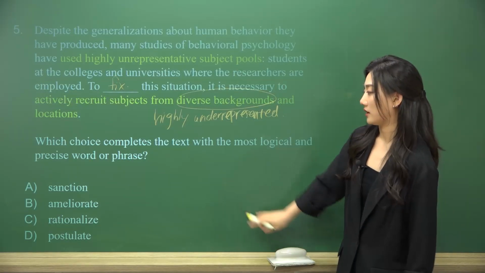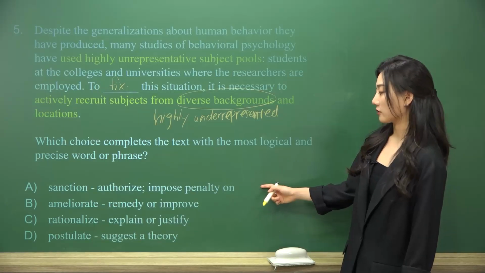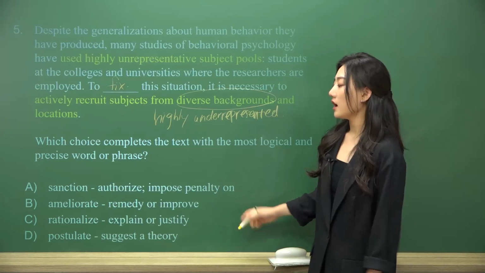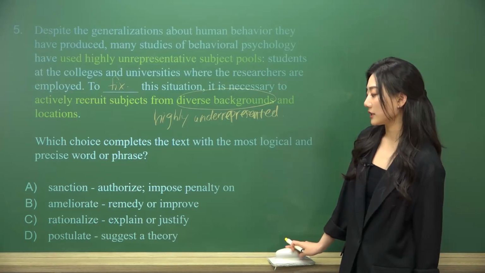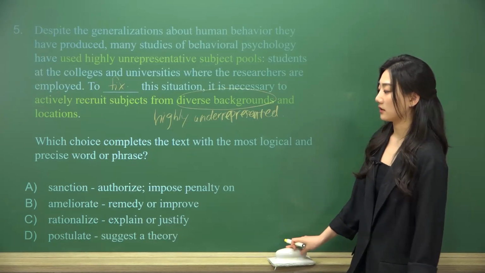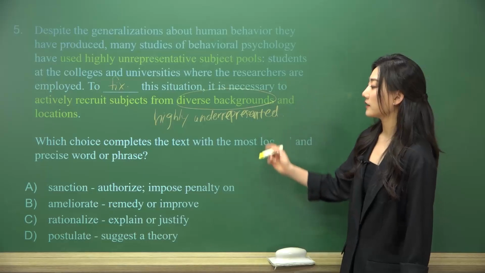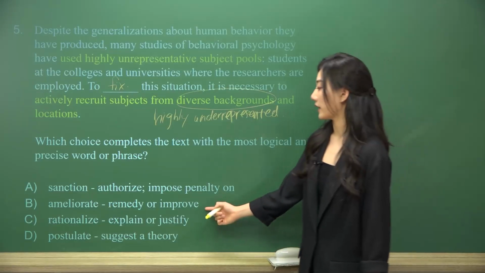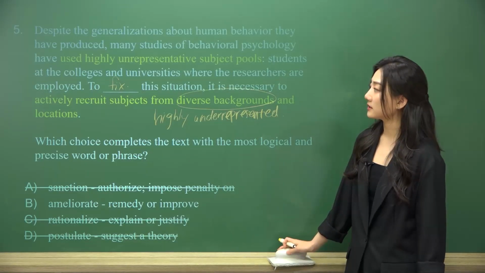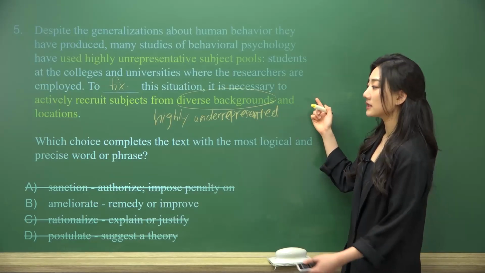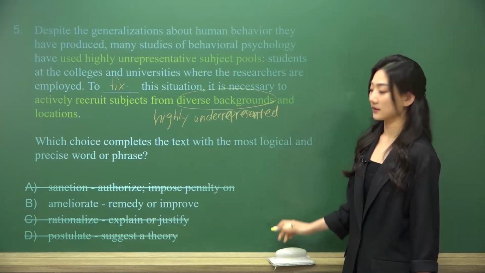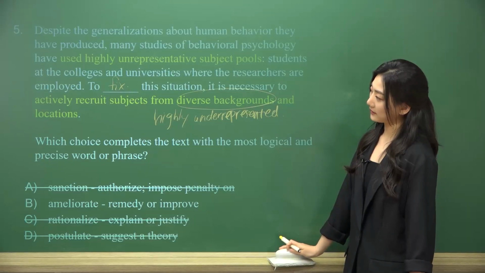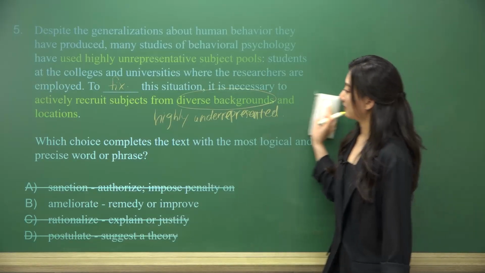So sanction means authorize or impose a penalty on. Ameliorate means to remedy or improve. Rationalize, explain, or justify. Postulate is suggest a theory. So to fix would be the closest to ameliorate. To ameliorate the situation, it is necessary to actively recruit subjects from diverse backgrounds and locations. That is our answer.